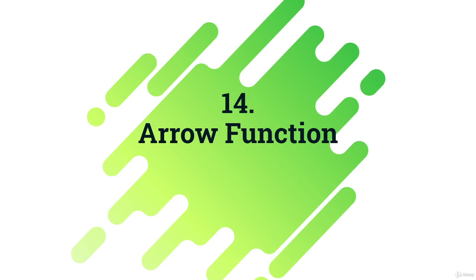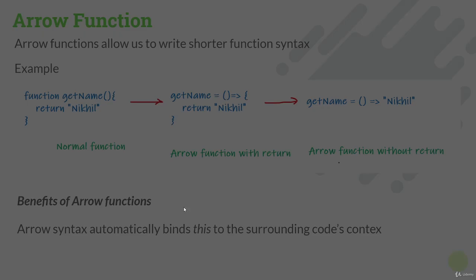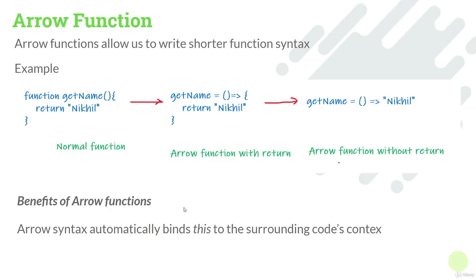In this video, we'll talk about arrow functions. Arrow functions were introduced in ES6, and nowadays many people love to write arrow functions over the normal function. The arrow function allows us to write shorter syntax. Earlier we used to write function getName and return Nikhil. Now you can write getName directly with the arrow function and return Nikhil. If you have a direct return statement, you can ignore the return and directly return Nikhil as well.